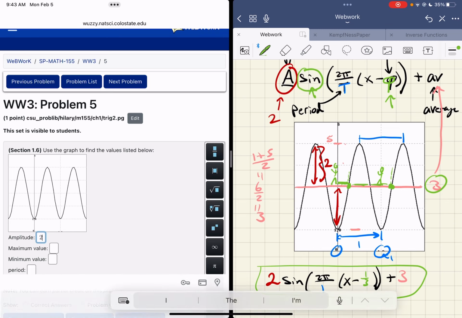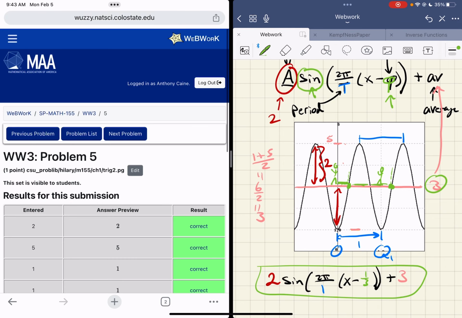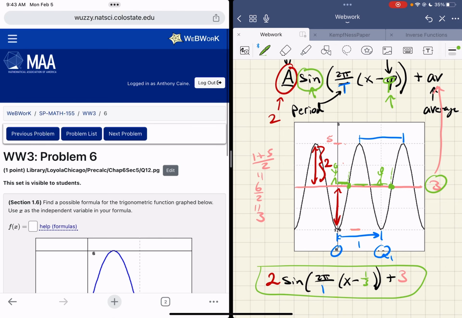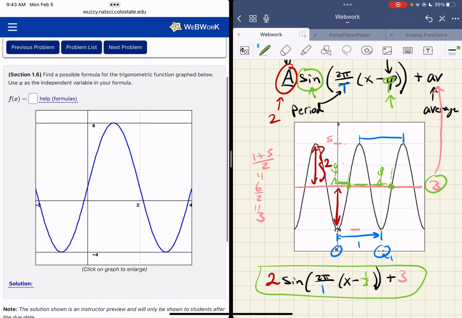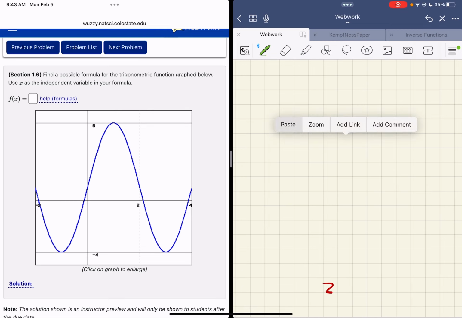So the amplitude was 2. That's the distance from the peak to the average. The maximum value was 5. The minimum value was 1, and I think the period was 1. It's very hard to read on that graph. Great, we're good to go. All right, let's play this game again. And notice how they give us more numbers this time, and things are a lot more clear. Great.